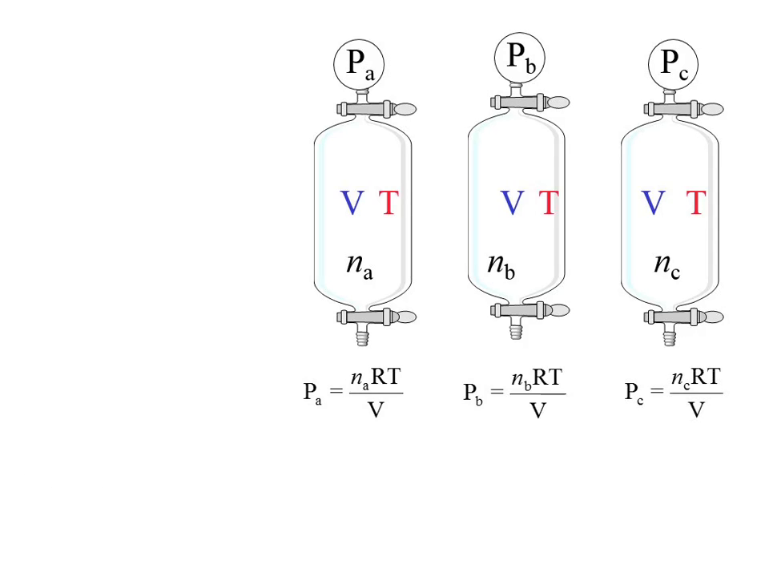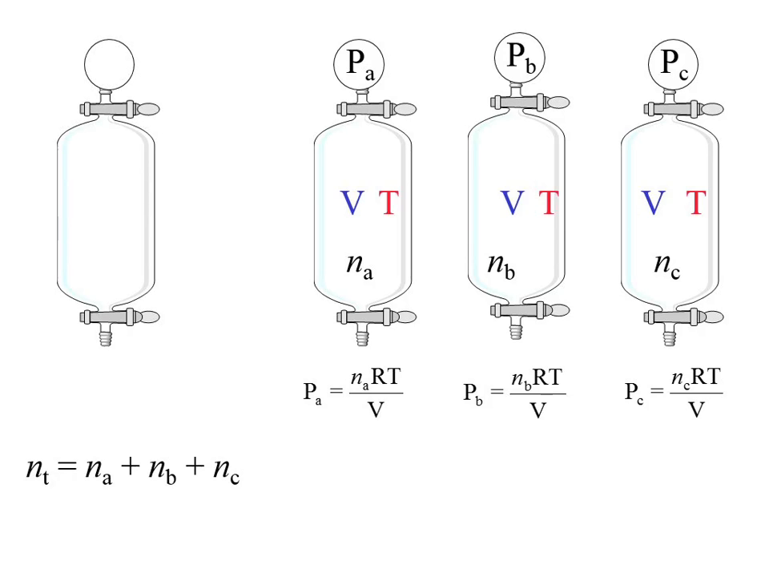Over here we have a container waiting, and we're going to take the contents of each of those 3 containers, those 3 gases, and combine them into this one container. This one container has the same volume as they came from, and it's at the same temperature. Common volume, common temperature. The total number of moles of gas particles when we combine A, B, and C is equal to the moles of A plus the moles of B plus the moles of C.